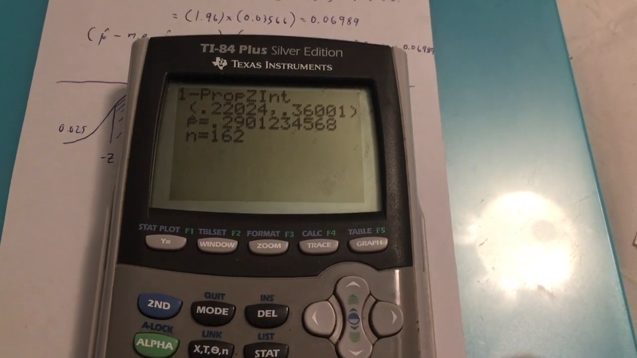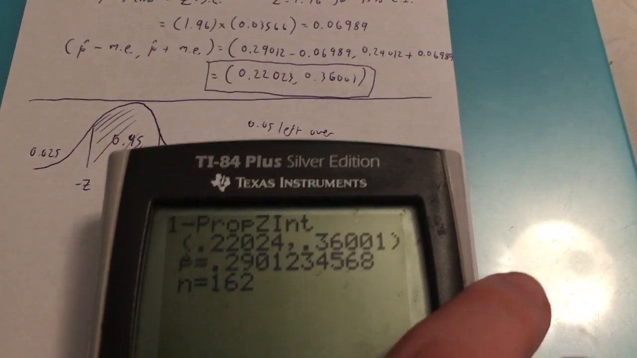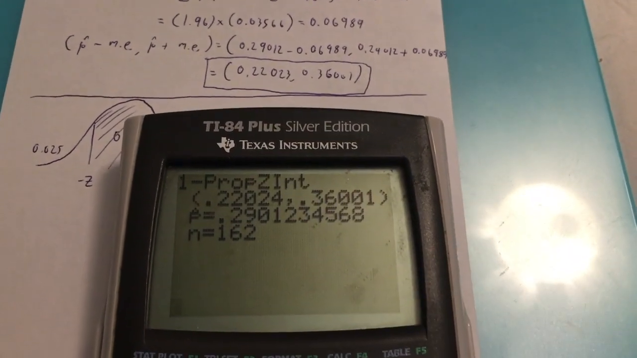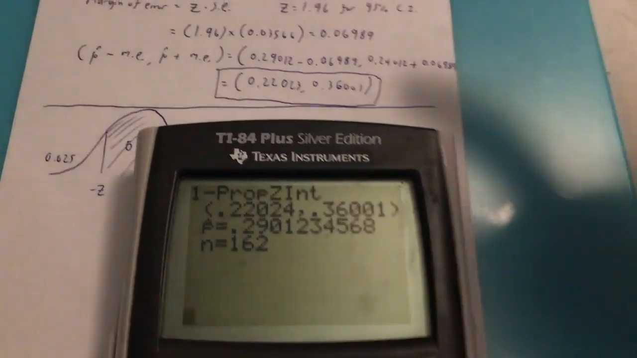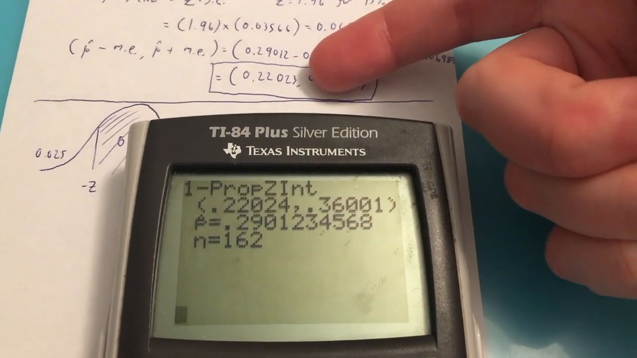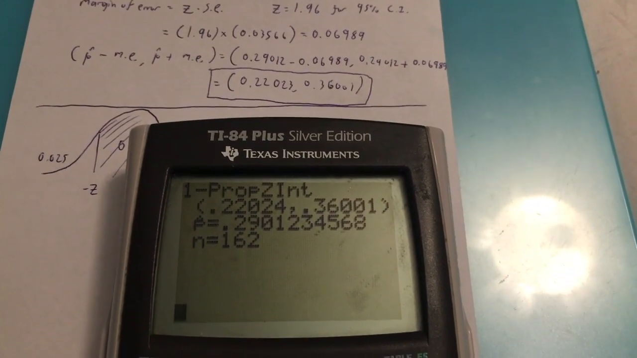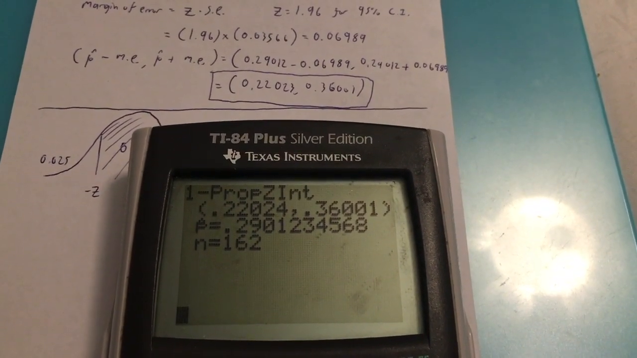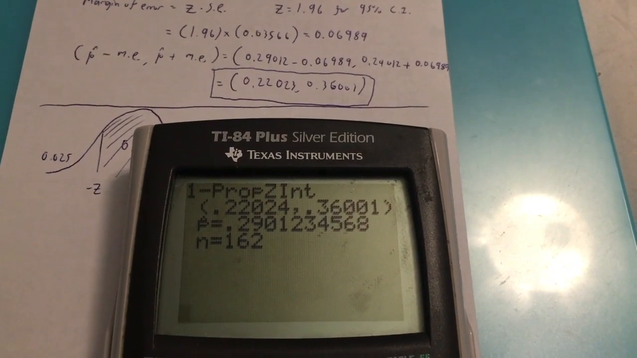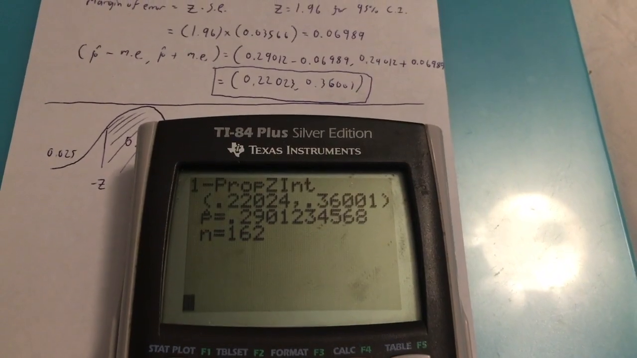And then we get the answers of 0.22024, 0.36001, and you can see that except for some slight rounding, we get the same answers that we got by hand. The only difference being the lower limit is off on the fifth decimal. That's fine. That's just likely because of rounding. But if you have enough information to use the graphing calculator and you're allowed to do so, this is how you would do it. And that is how you find a confidence interval for a proportion.